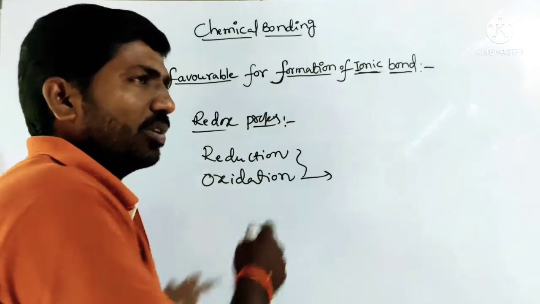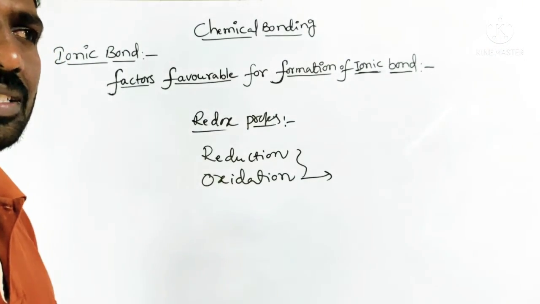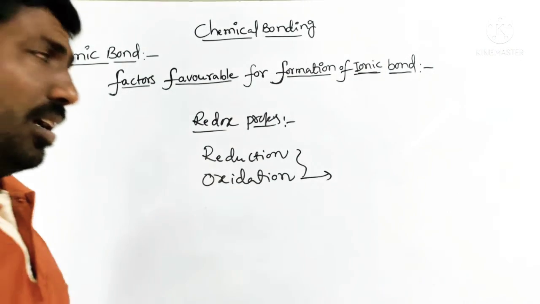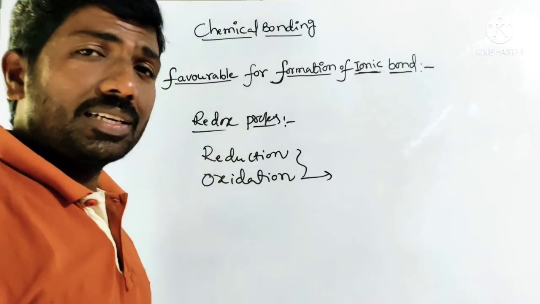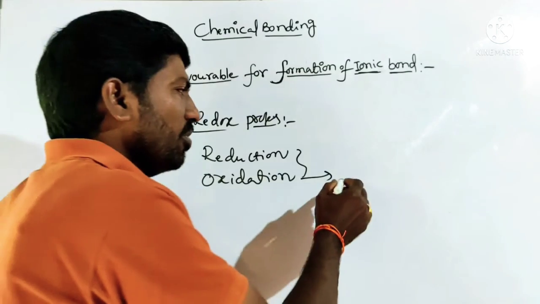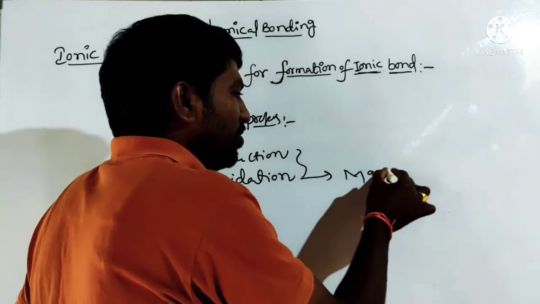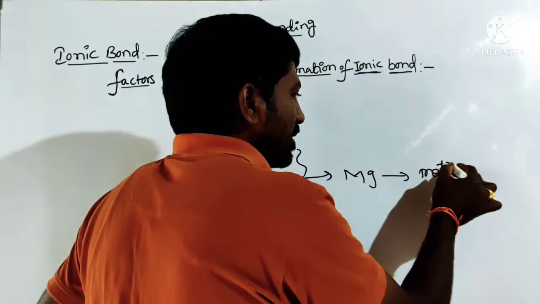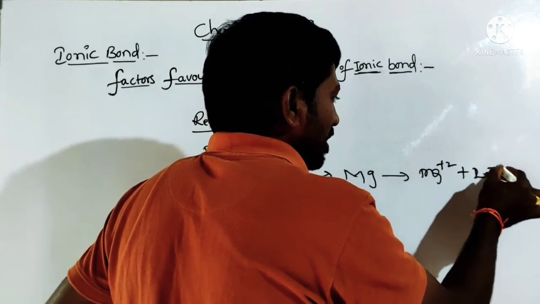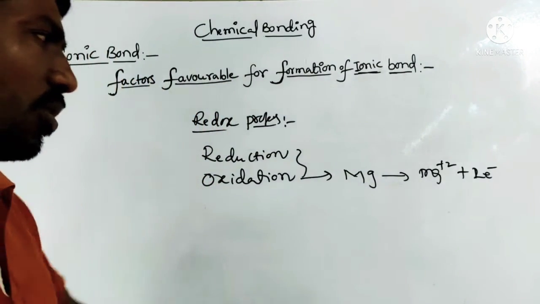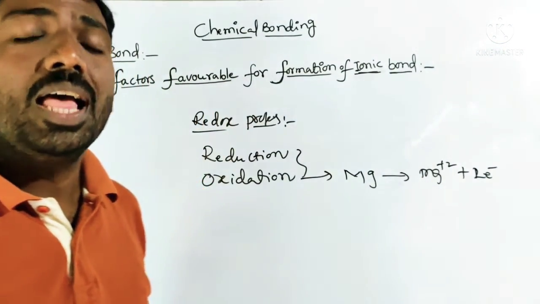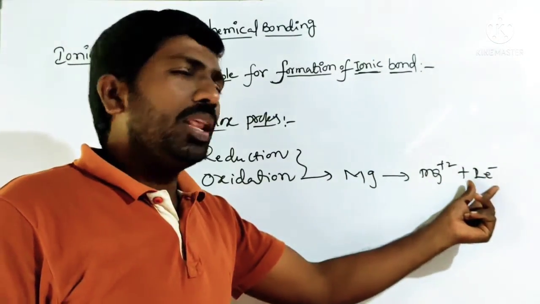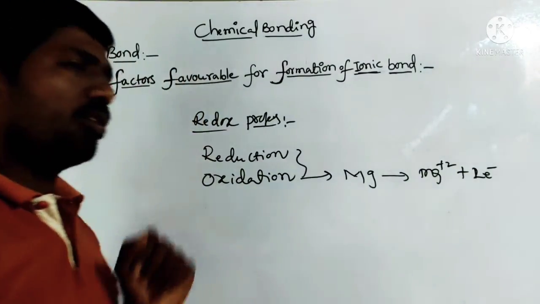Oxidation means what? Removal of electrons is known as oxidation. For example, Mg gives Mg2+ plus 2 electrons. So this is the oxidation process. Removal of electrons from a neutral atom, here 2 electrons, is known as oxidation.